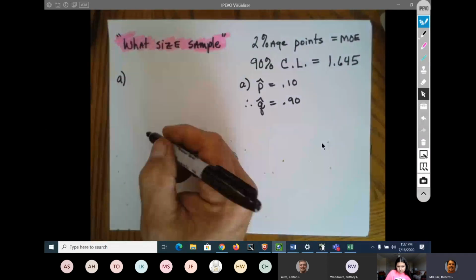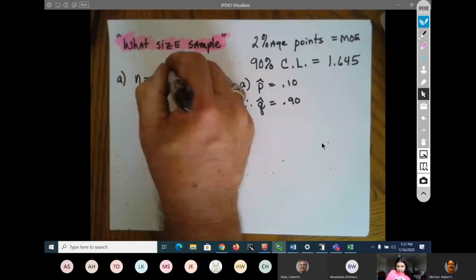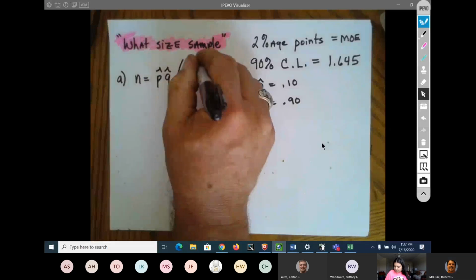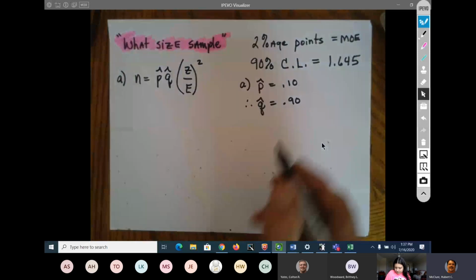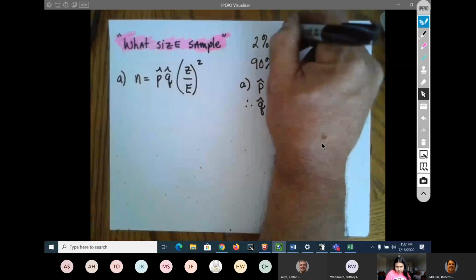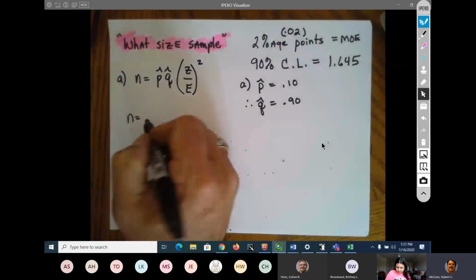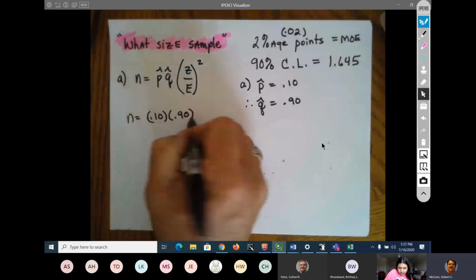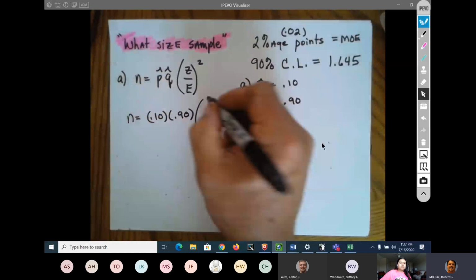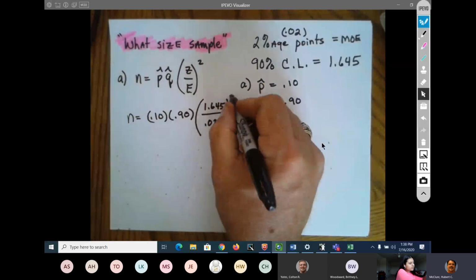And now I'd plug and chug into the formula. N is equal to p hat q hat times z over E, squared. Now you can't put 2 percentage points in as 2%. You have to change it to 0.02. So plug and chug. N is equal to 0.1 times 0.9 times 1.645 divided by 0.02 raised to the second power.